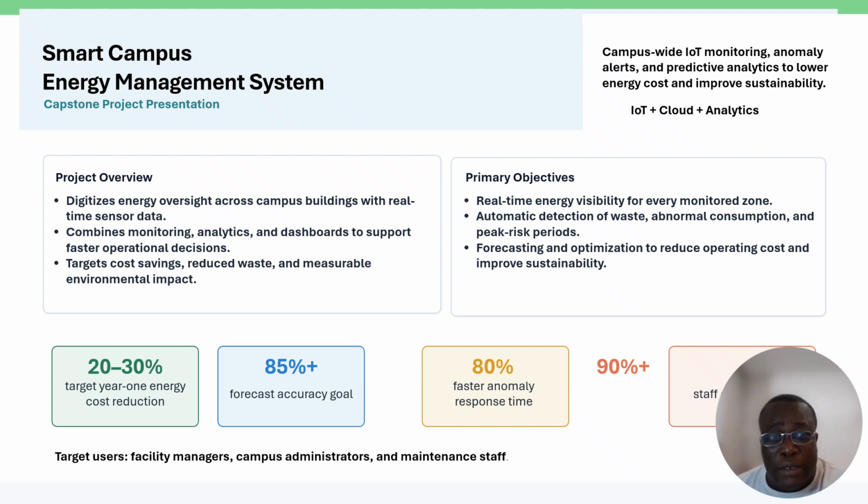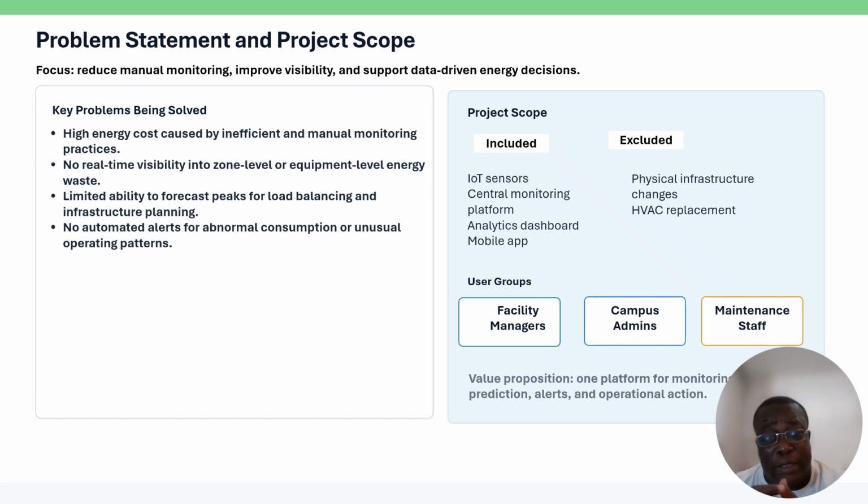So this is the first slide. On the second slide, you will see the focus: the manual monitoring, improved visibility, and support for data-driven decisions. Here I talk about the high energy cost caused by inefficient manual monitoring practices, so there's no real-time visibility into zone-level or equipment-level energy waste. This is where I take advantage of this lack and focus on the facility manager.